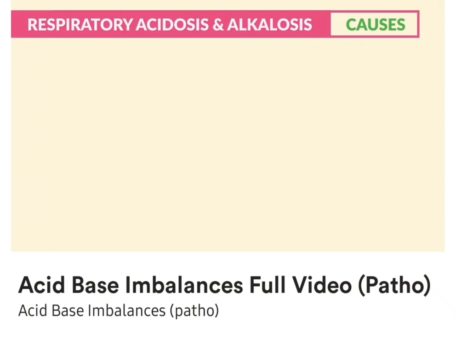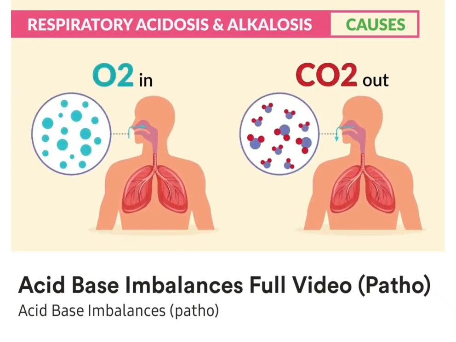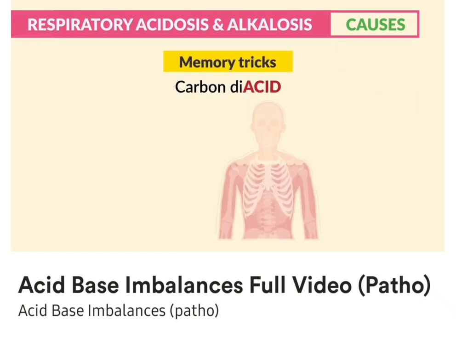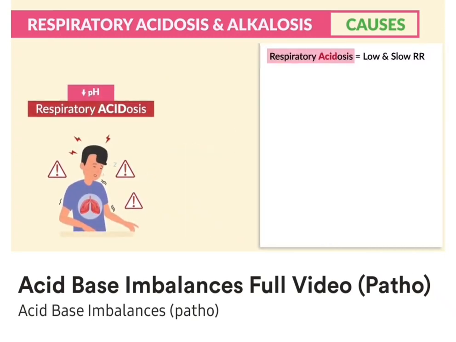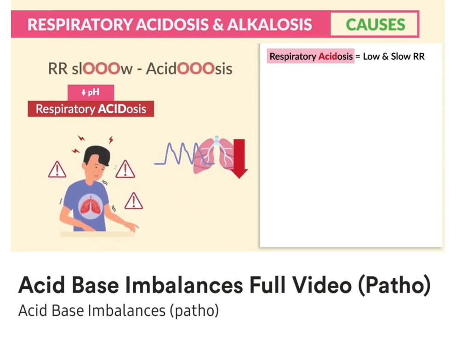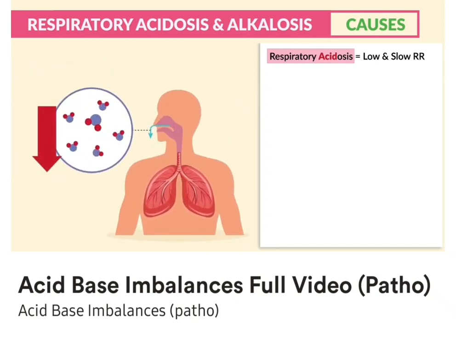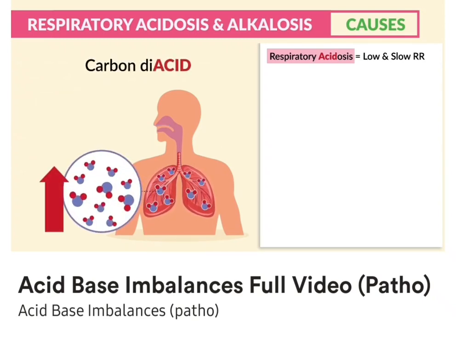Now, on the other side of things, you know that you breathe oxygen in and CO2, that carbon dioxide, out, which we call carbon dioxide, since it makes the blood more acidic, right? So in respiratory acidosis, we have low and slow respiratory rate. So just think, the respiratory rate is slow in acidosis. Naturally, a client with hypoventilation is not breathing out that CO2. So more carbon dioxide is retained in the body from low and slow breathing.